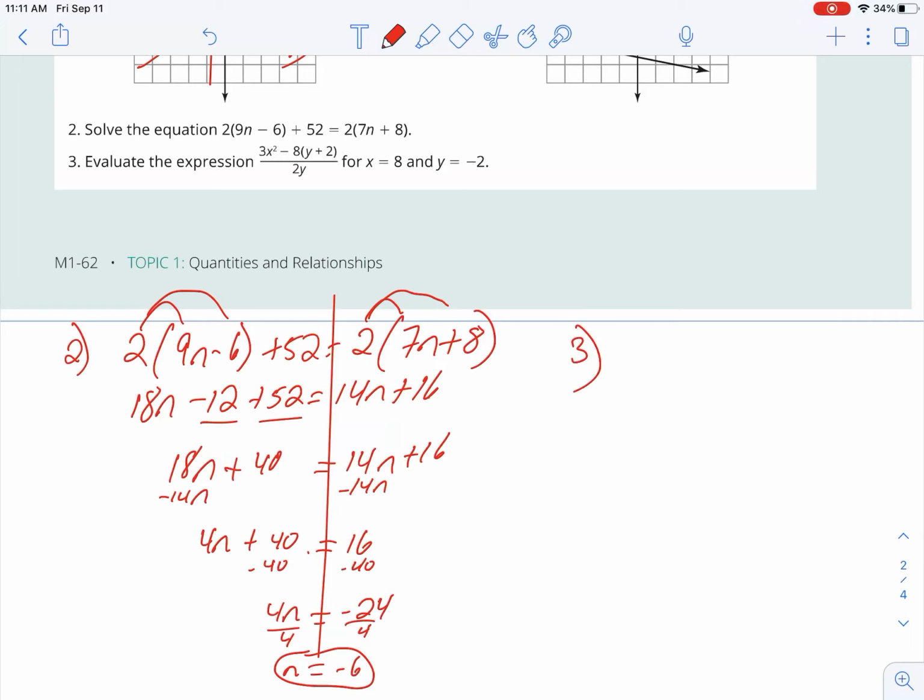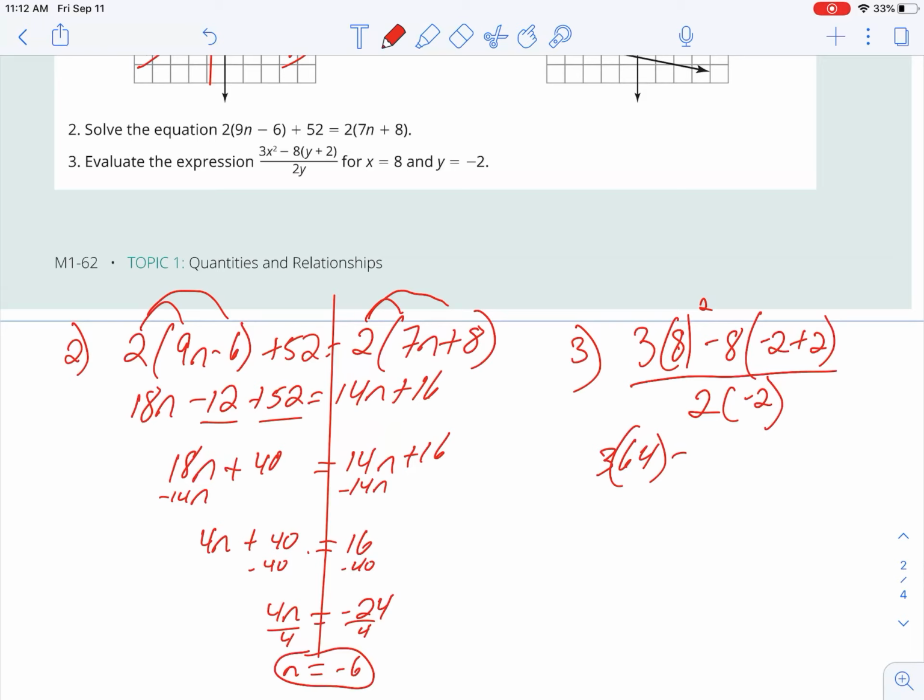Now the last one there, number 3, it's not an equation, it's what we call an expression. Somebody tells you that the value of x is 8 and the y is negative 2. So any place we see x is 8, we're going to plug in that. And any place I see y, I'm going to replace y as negative 2. Now after that, it is your order of operations that you guys started learning back in, probably about 5th grade. Okay, I've got exponents. 8 squared, 8 squared, 8 squared. 8 times 8 is 64.